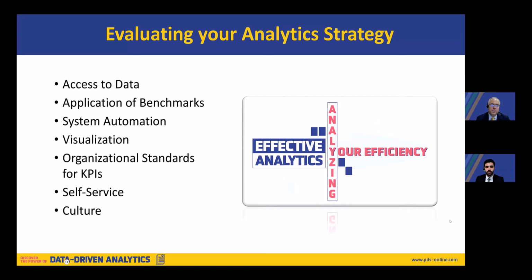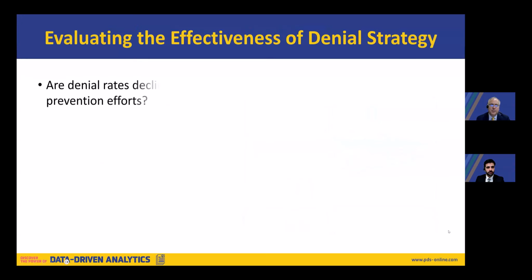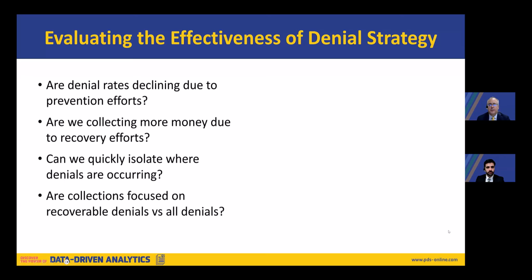Ultimately, our number one goal is to use data and analytics to prevent denials. As we've talked about, the number one way to recoup the most revenue is to focus on your clean claim rate. So some of the ways we can measure whether we are being effective with our strategy: Are our denial rates declining? Are we collecting more money when we're recovering denials, and can we understand the impact on our recovery efforts?